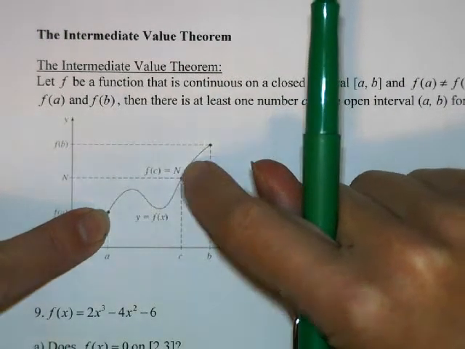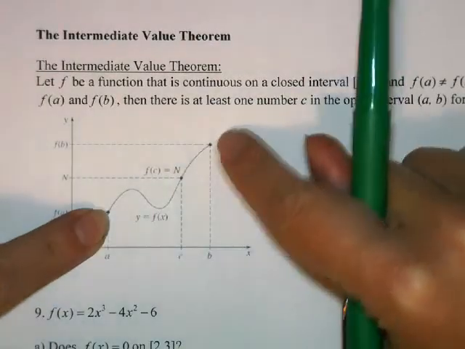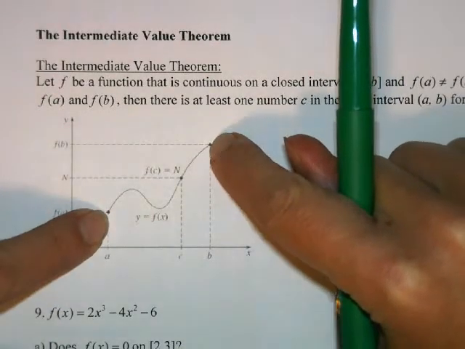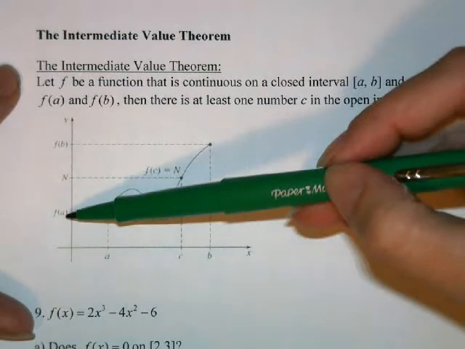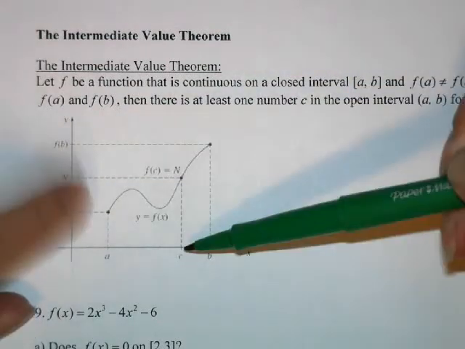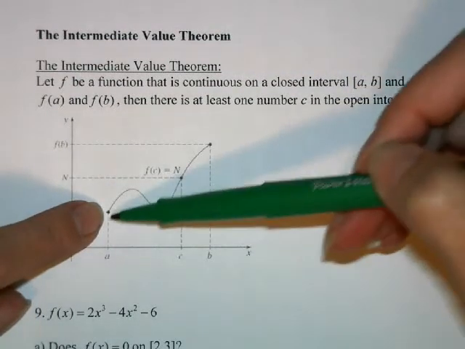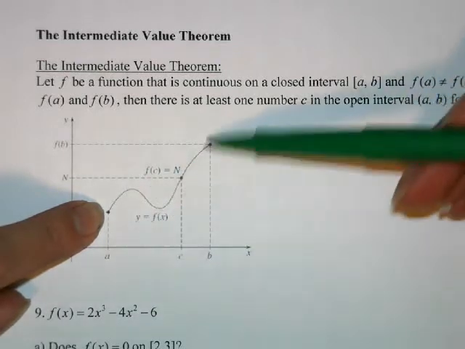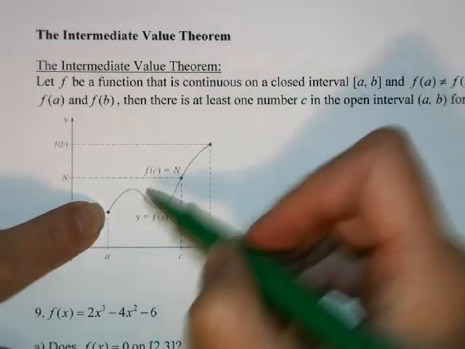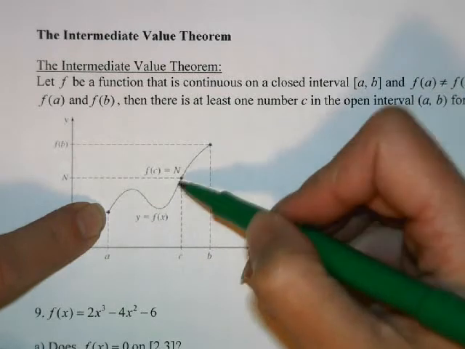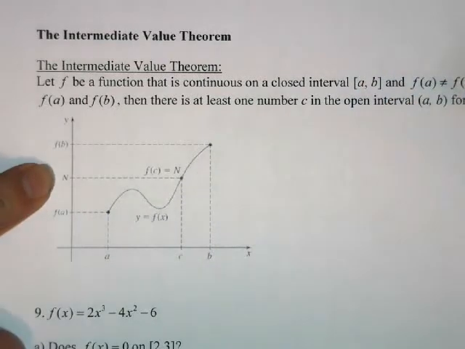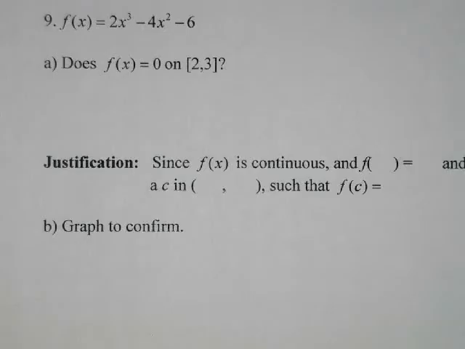We don't necessarily know where it's going to equal that value, but the intermediate value theorem guarantees that if n is between f of a and f of b, then there's some value of c in between a and b where it's going to cross through there. It just has to. There's no way to get from here to there without passing n along the way.